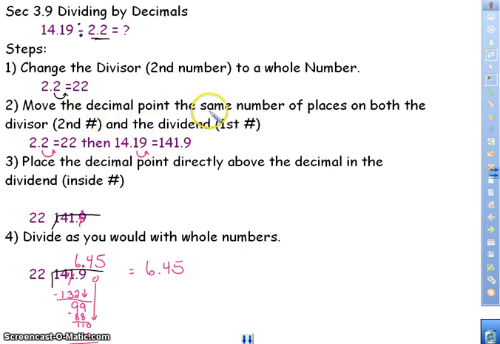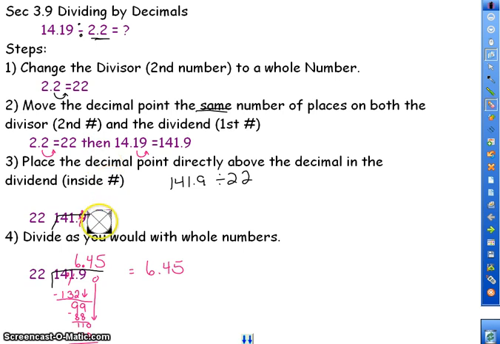Second, you're going to move the decimal point the same number of places on both the divisor, which I moved it one place, and the dividend. So since I moved it back one place for my divisor, my second number, I'm going to move it back just one place for my dividend, and that's the first number in your division problem. So my new problem becomes 141 and 9/10 divided by 22.